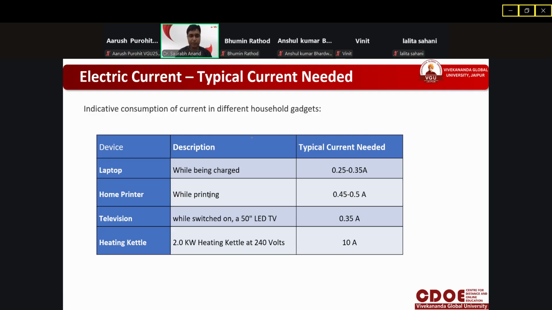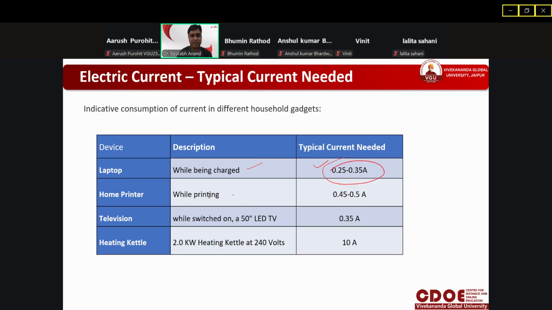So in a laptop, this current is needed. 0.25 to 0.35 ampere is required when it is being charged. Whenever it is charging, this current should be there. If you are continuously applying a higher value, there may be an effect on your battery.